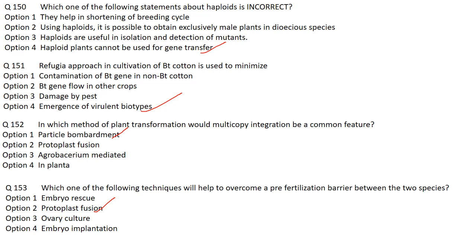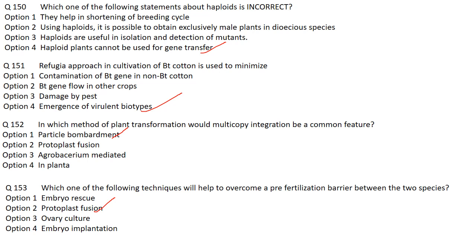Okay, next question. Which of the following statements about haploids is incorrect? They help in shortening of breeding cycle. Using haploids, it is possible to obtain exclusively male plants in dioecious species. Yes. Haploids are useful in isolation and detection of mutants. Yes. Haploid plants cannot be used for gene transfer. That is wrong. They can be used for gene transfer. So option 4 is incorrect, and that is the answer.